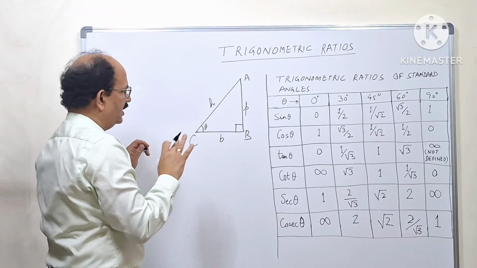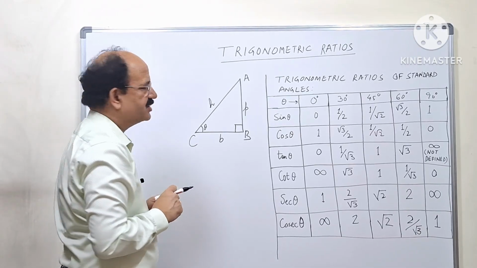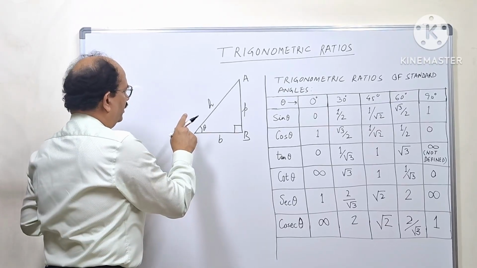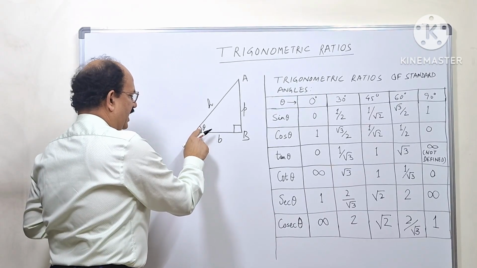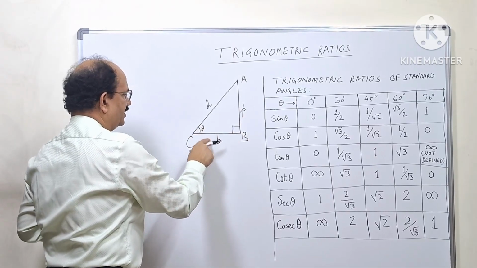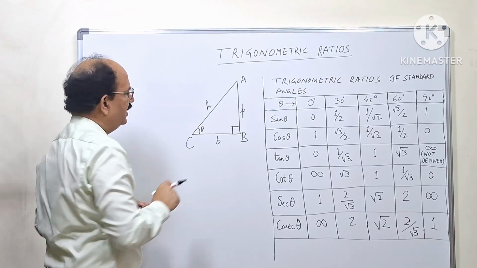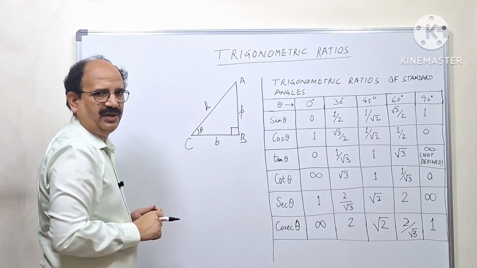So this understanding you should have very clearly embedded in your mind. First, what is the angle of reference? The side opposite to the angle of reference is perpendicular, the side adjacent to the angle of reference is base, and the side opposite to the right angle is hypotenuse.